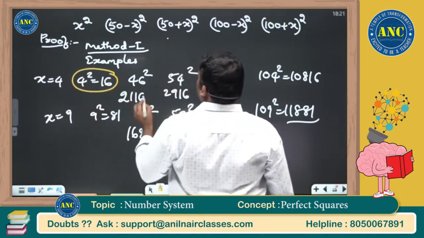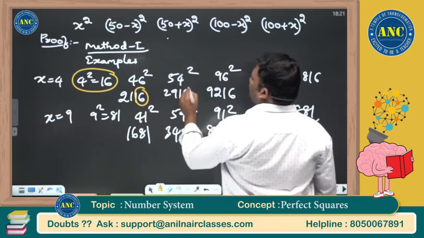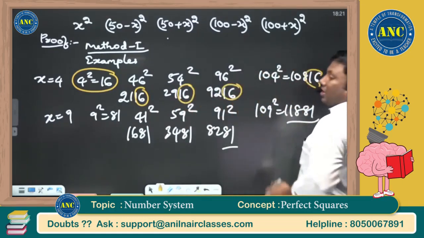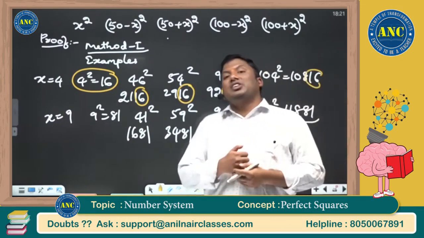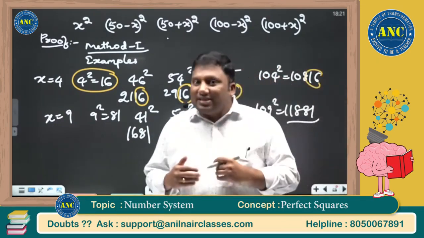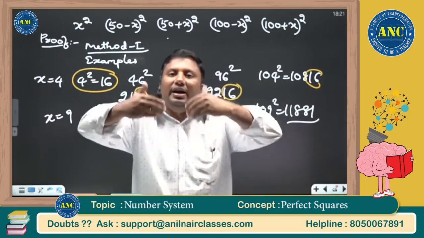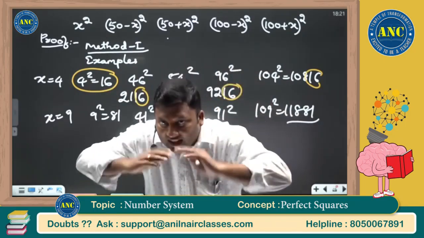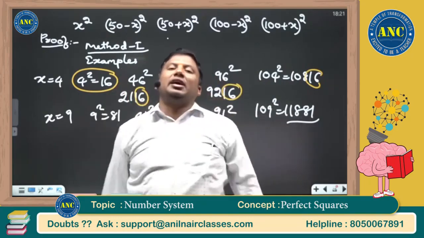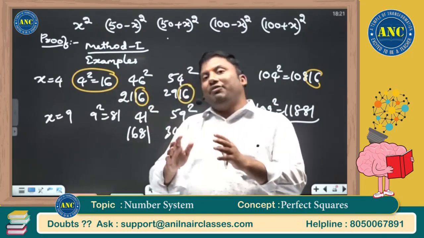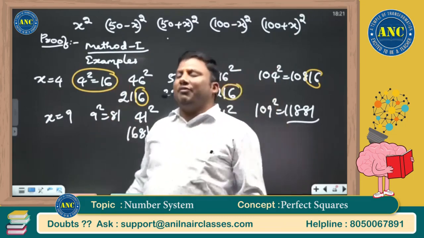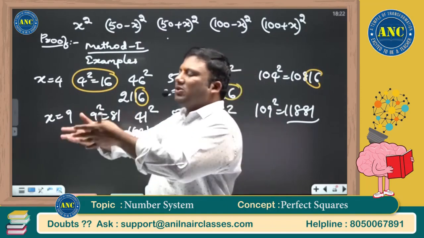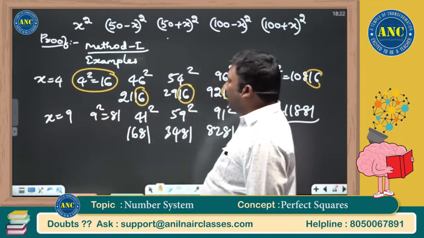Last two digits 16. Here also the last two digits are the same in every case. So either do 50 plus x whole square or 50 minus x whole square. Take a number greater than 50, a number less than 50, and square it. Take a number less than 100, a number greater than 100, and square it. Not only 50 and 100, any multiples of 50: plus 50, minus 50, plus 100, minus 100, plus 150, minus 150. Like that you can take.